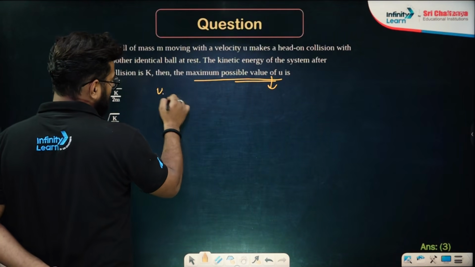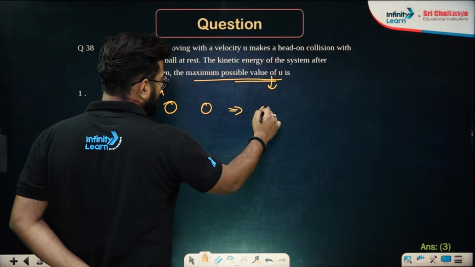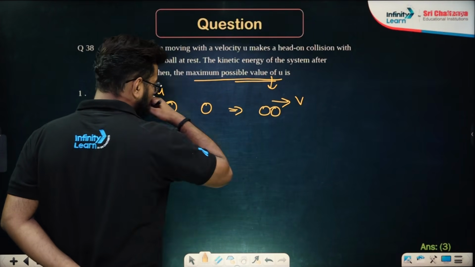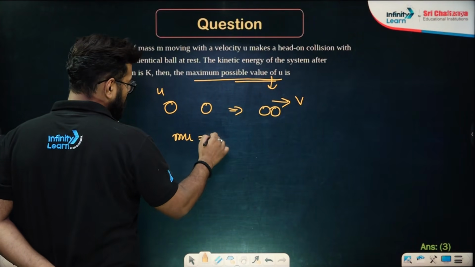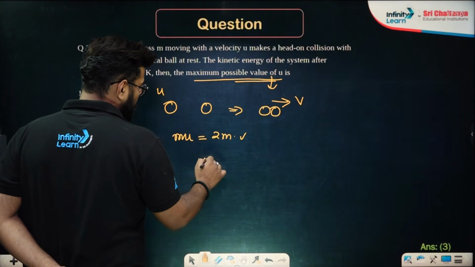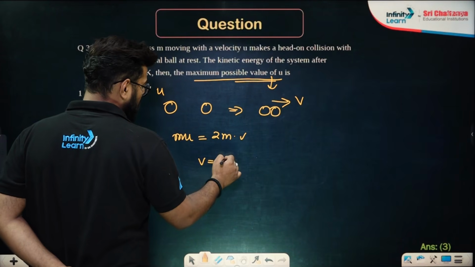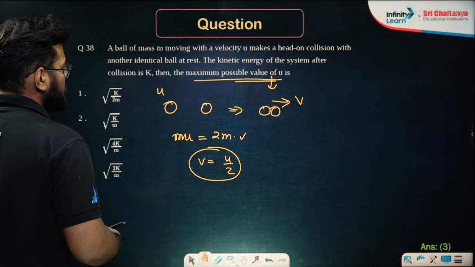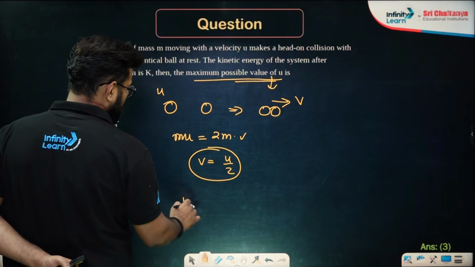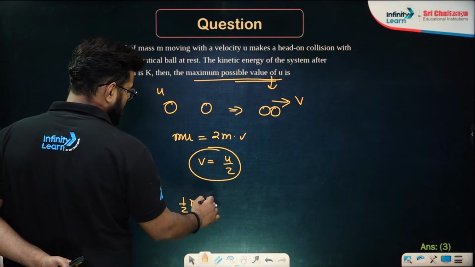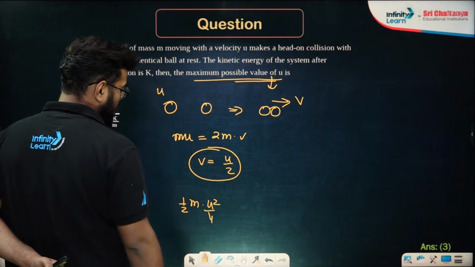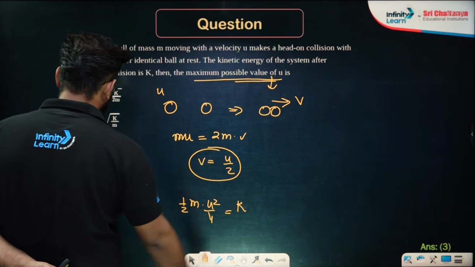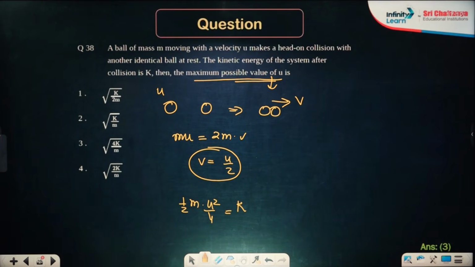So this is u, this is at rest, they collide, and they both will move with a common velocity v. So mu will be equal to 2m into v. v will be equal to how much? u by 2. Now find out the final kinetic energy. The final kinetic energy is half of m into v square, which is u square by 4. Correct? This is K. Am I clear? Half of m u square by 4.